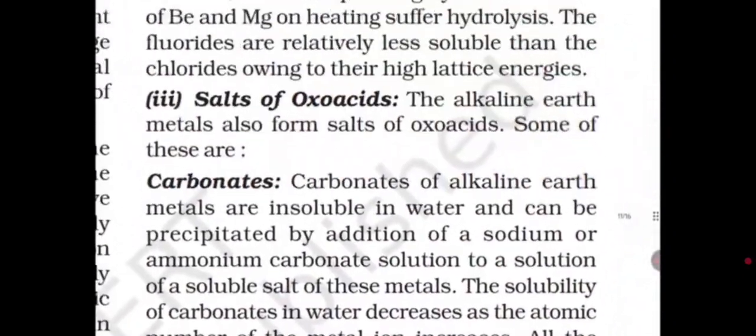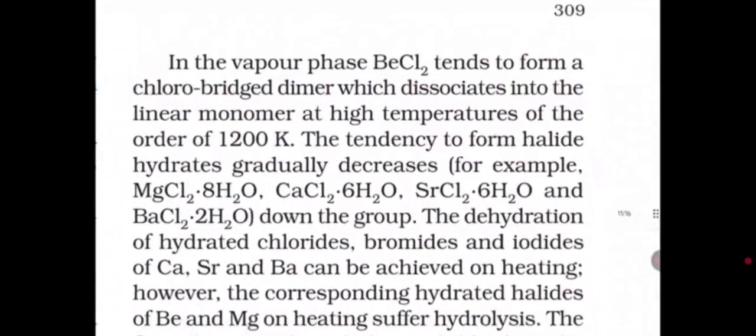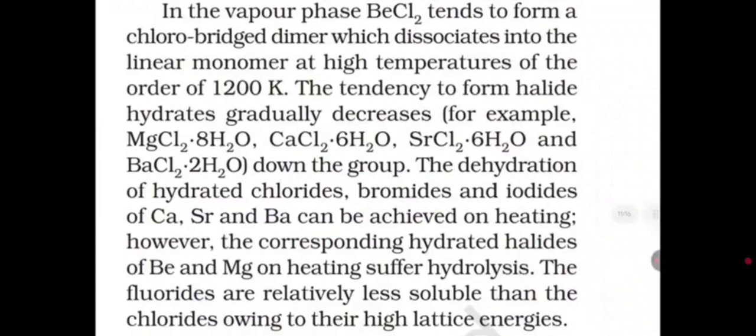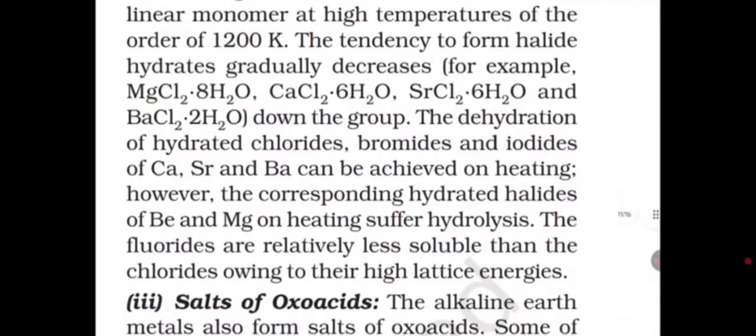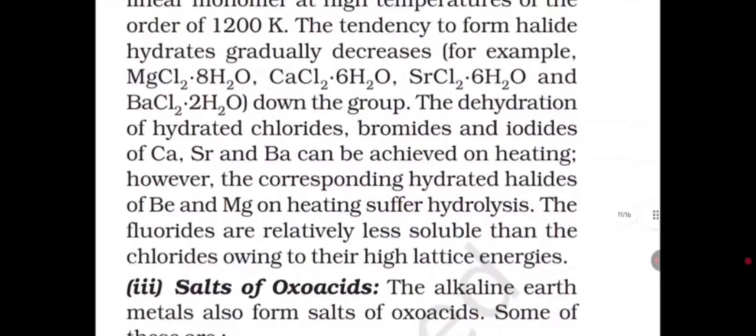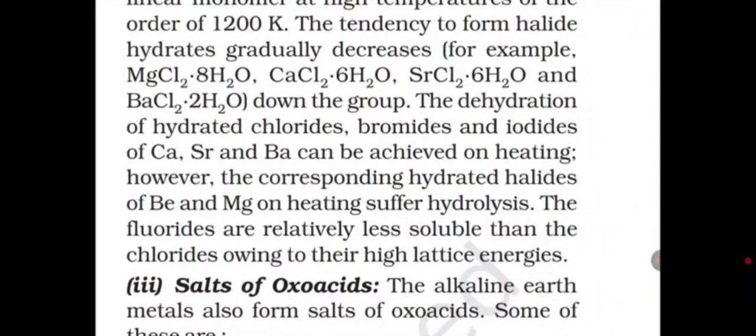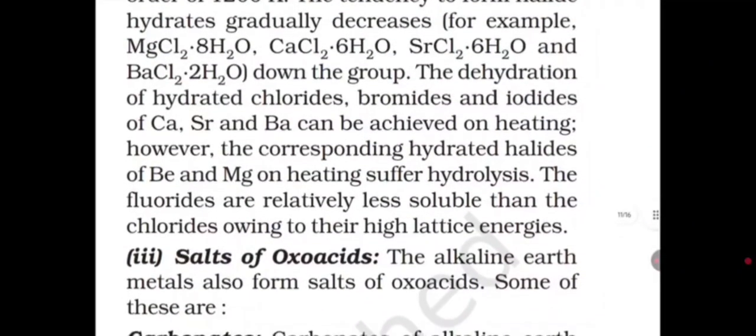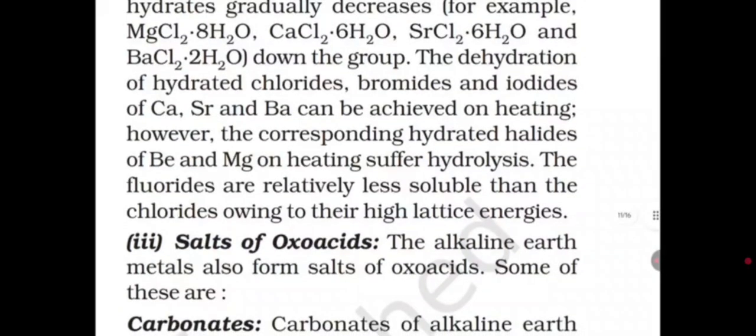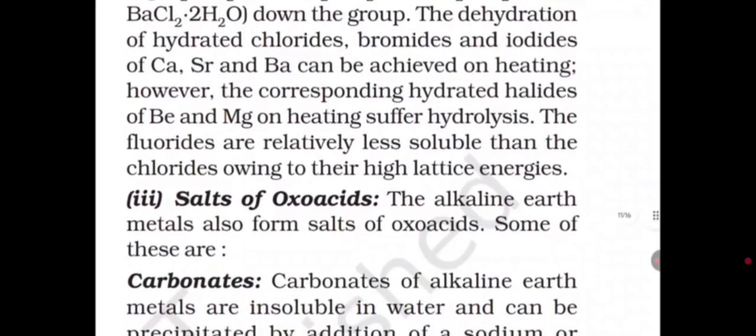Next, in the vapor phase, beryllium chloride tends to form a chloro-bridged dimer which dissociates into linear monomer at high temperature of the order of 1200 Kelvin. The tendency to form halide hydrates gradually decreases. For example, MgCl2.8H2O, then CaCl2.6H2O, then SrCl2.6H2O, and then BaCl2.2H2O down the group.